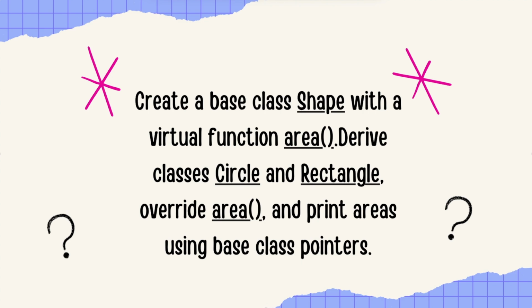This is what you have to do. You have to create a base class Shape with a virtual function area. Derive classes Circle and Rectangle. Override area and print areas using base class pointers.